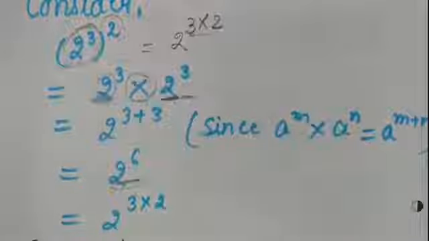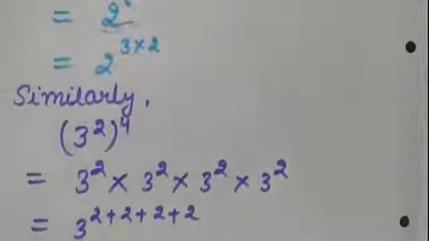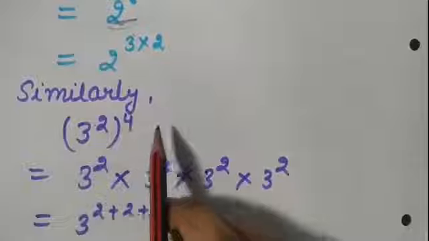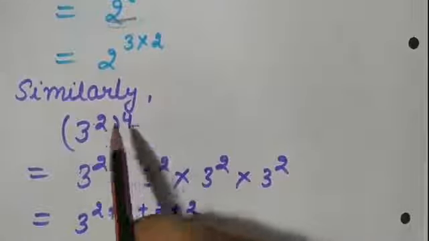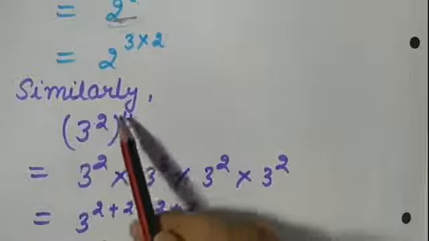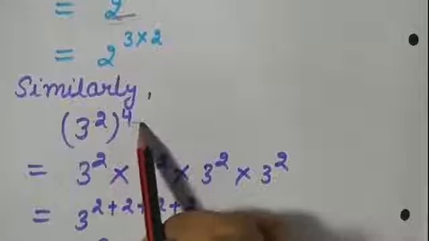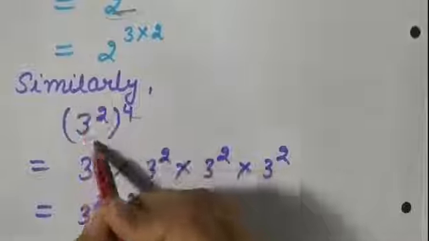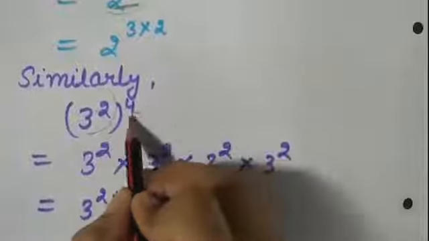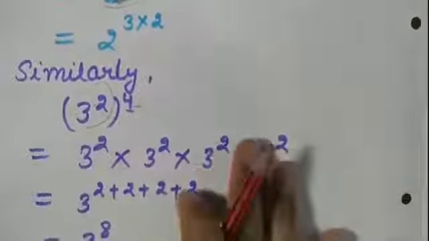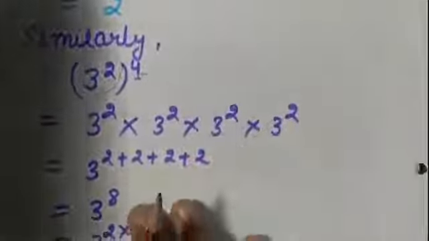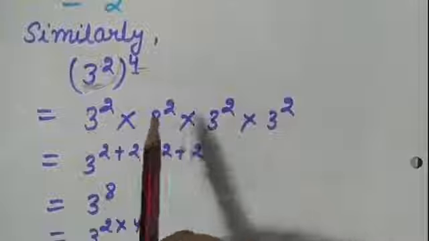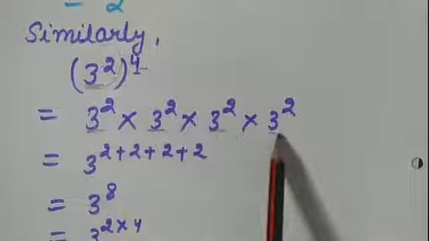Okay, let us consider one more example. Here I am taking 3 raised to the power 2 whole raised to the power 4. So how will you write this number? It means 3 raised to the power 2 is being multiplied 4 times. So I will write this in repeated multiplication: 3 raised to the power 2 is being multiplied 4 times. This is first, second, third, fourth.